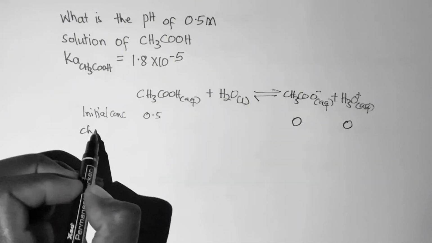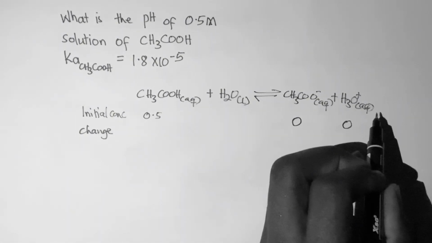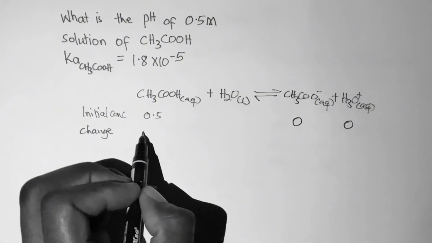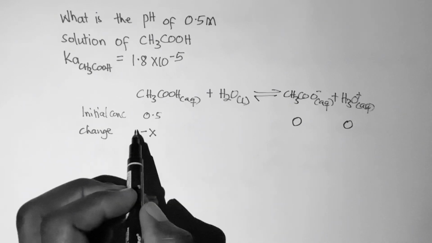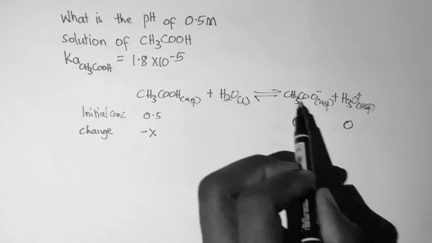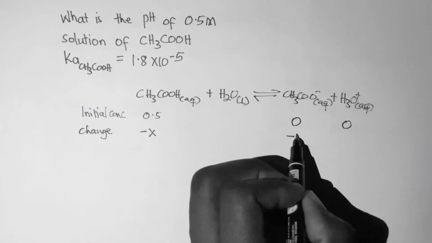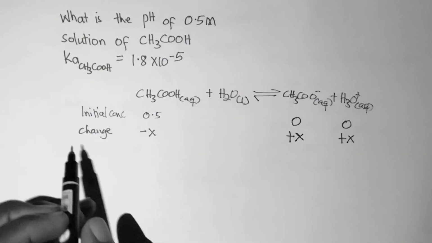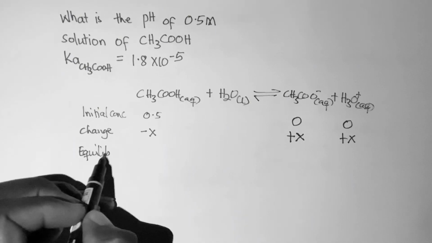Now, we also have the change. When it starts undergoing dissociation, some of the ethanoic acid will be depleting. Because it's depleting, that amount we are representing by X, and it is negative X because it's depleting. But it will be depleting into the ethanoate anion and hydronium. So here will be plus X and here will also be plus X. Then we have the equilibrium concentration.